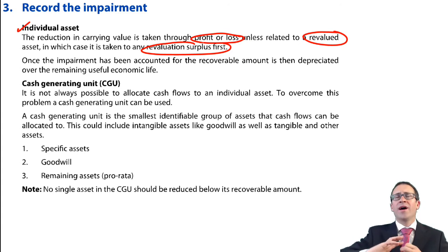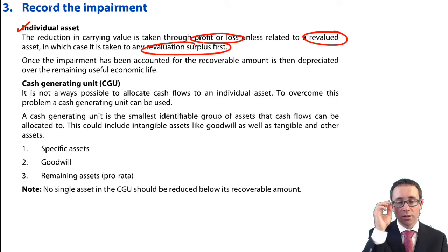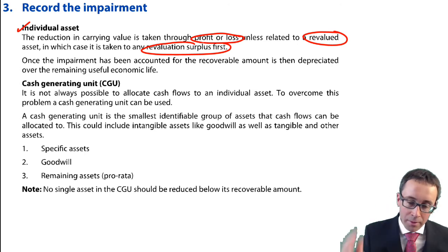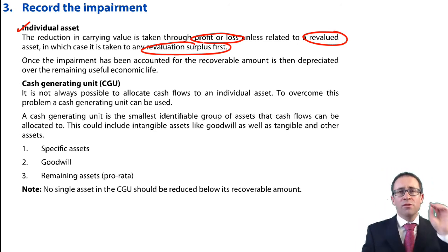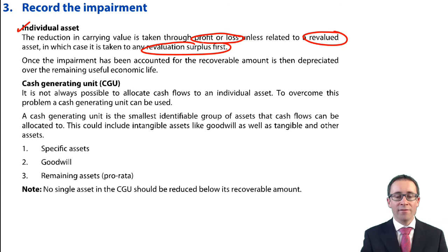Okay, so if I had gains stored up of 10 and I identified an impairment of 15, then 10 will go through OCI and the revaluation surplus, and then the extra 5 goes through profit or loss. The other bit that you've got, once the impairment has been accounted for, is that the recoverable amount is then depreciated over the remaining useful life. We did that by saying the 24,000 divided by the remaining 5 years.